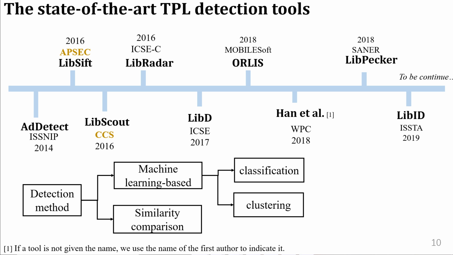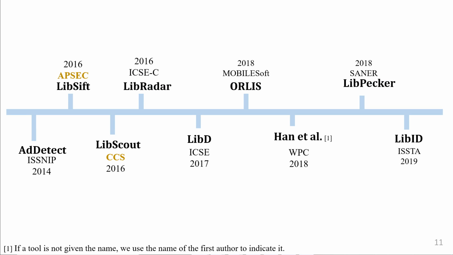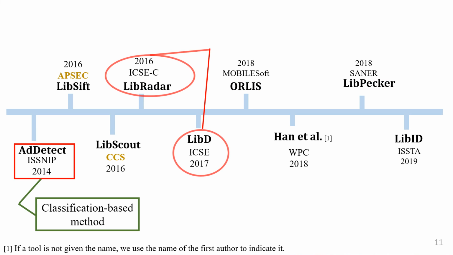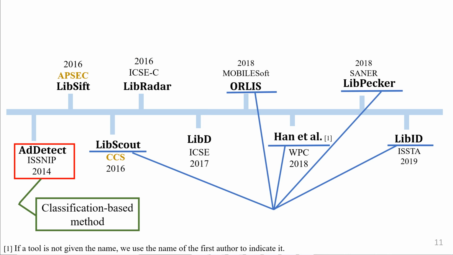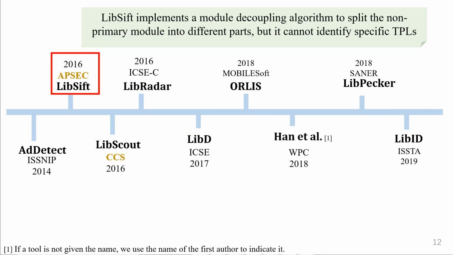The first one, we call it the machine learning-based method. It can also be subdivided into 2 types: the classification-based method and the clustering-based method. The second detection method, we call it the similarity comparison-based method. As can be seen from this picture, AdDetect is a classification-based method, and LibD uses a clustering-based method. The remaining tools choose the similarity comparison method.